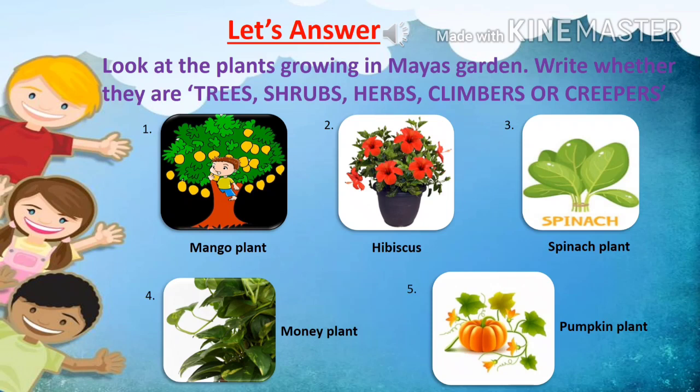Second, hibiscus. Is it a shrub or herb? Third one, spinach plant. Is it a herb or shrub? Fourth, money plant. Is it a climber or creeper? Fifth, pumpkin plant. Is it a climber or creeper?